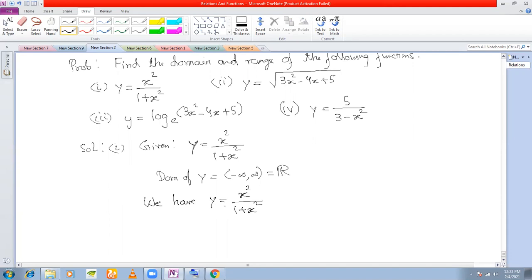The range will be natural numbers, because if we put minus 1 or any negative number, we will get a square, so ultimately it will be positive.